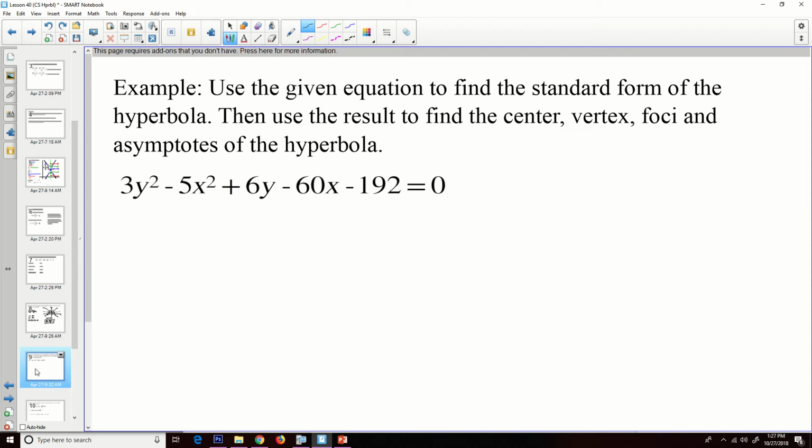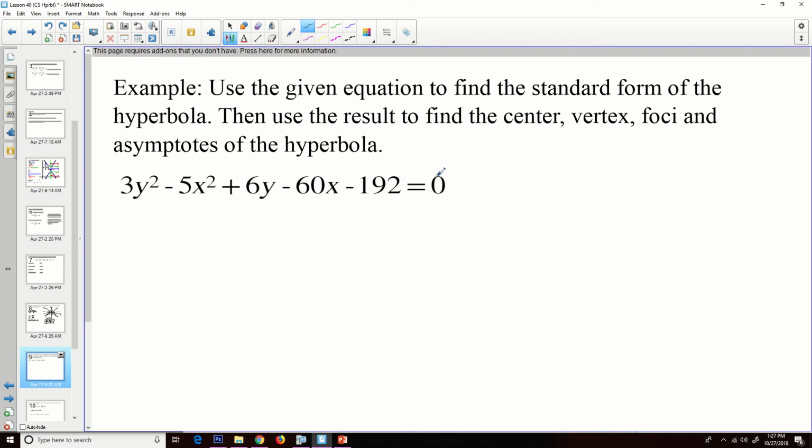Okay, example: use the given equation to find the standard form of the hyperbola, then use the result to find the center, the vertex, the foci, and the asymptotes of the hyperbola. This is probably the longest one that we're going to be doing. So this looks like we're going to have to complete the square.